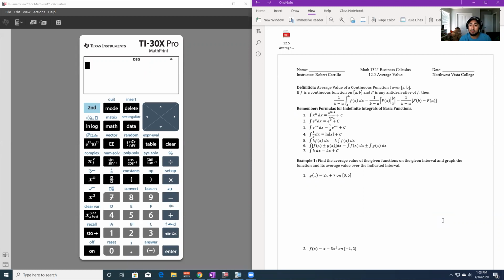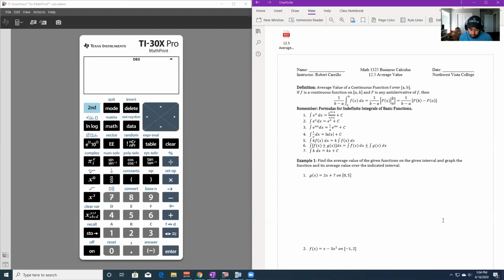This goes over average value. So what we did last time was we did the evaluation theorem of the fundamental theorem of calculus. So we took an integral on an interval, and when we found the antiderivative, we computed the antiderivative on the interval. So we plugged in a and b to that antiderivative as well.